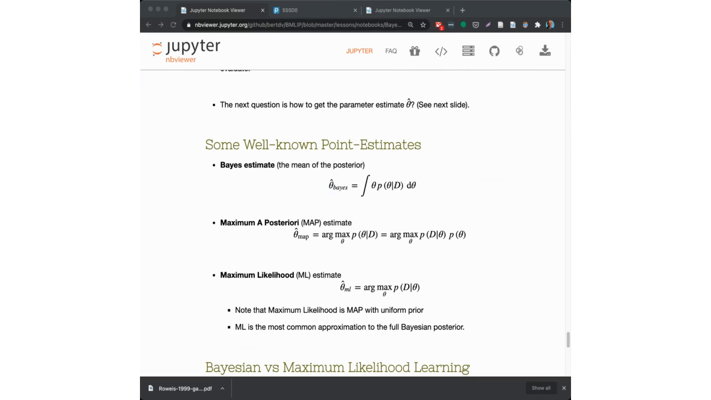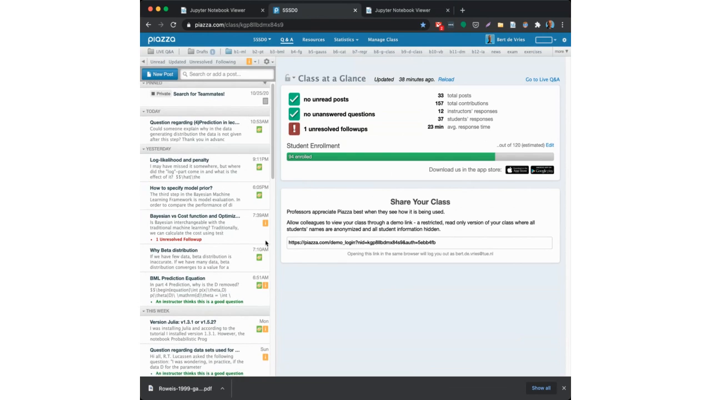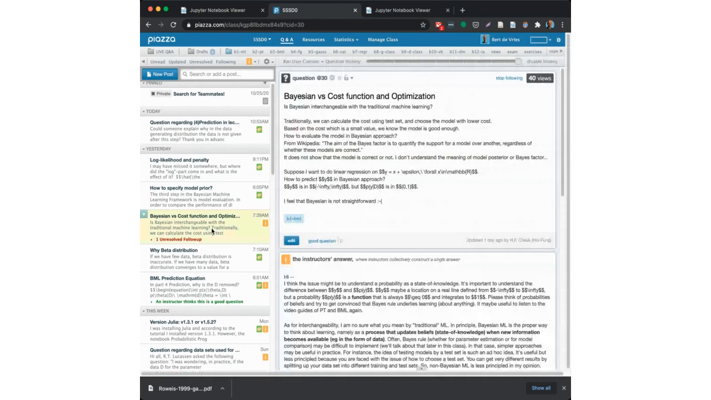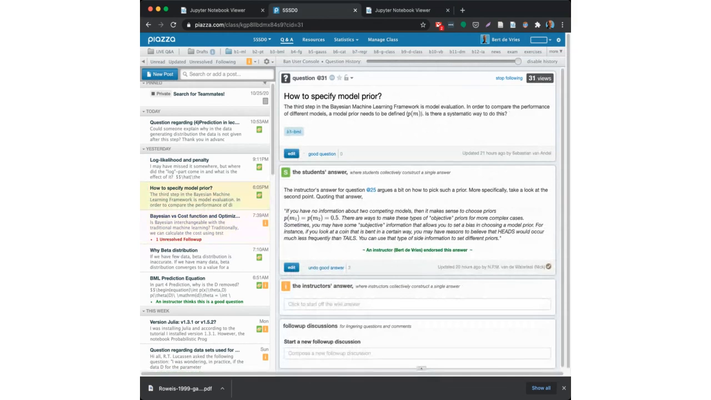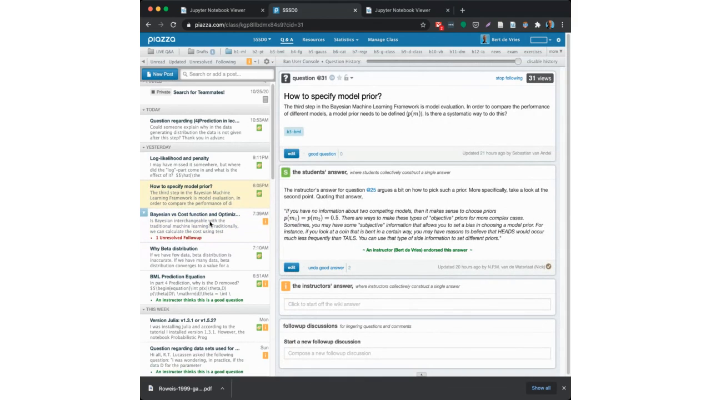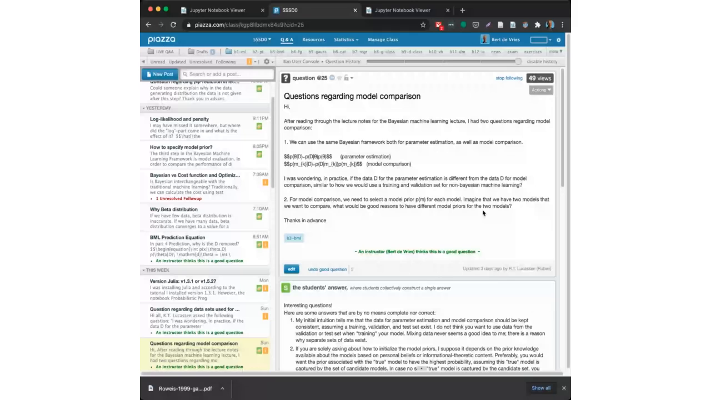Then based on question 25 in Piazza. Let's go to Piazza. I don't know how to get to 25. Is it this one? That's 30. It's the question regarding model comparison. A bit lower than that. Ah, this one. Yeah. Okay, super.